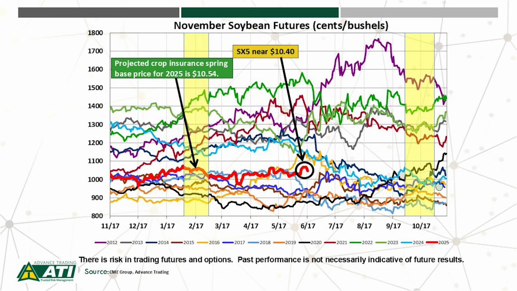November beans, as we tape here on Tuesday, are trading near $10.40 a bushel. But look at that price volatility historically from the end of June into harvest. Quite a bit of price volatility, not every year, but quite a few years there, both to the upside and to the downside. That's why we strongly encourage you to continue to work closely with your trusted risk management advisor to manage price movement and avoid price prediction.